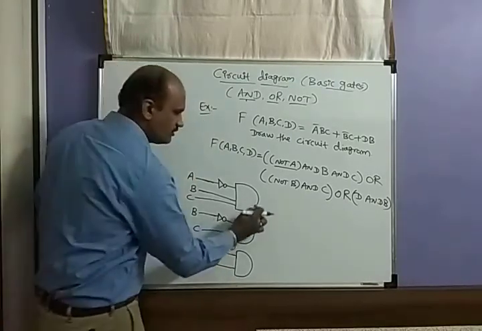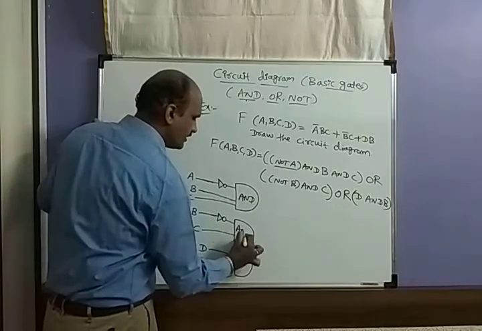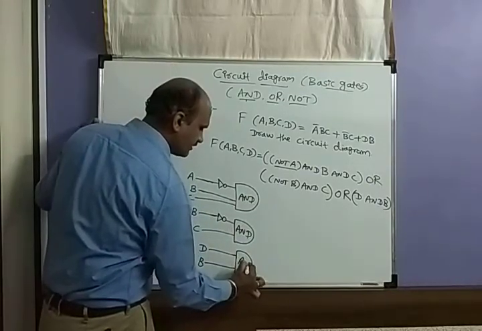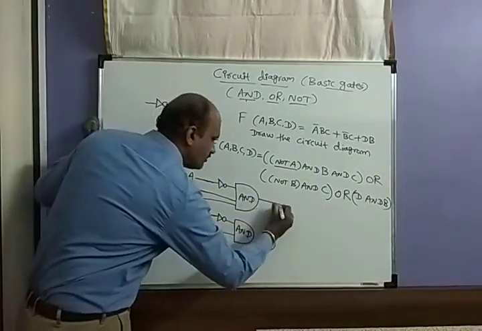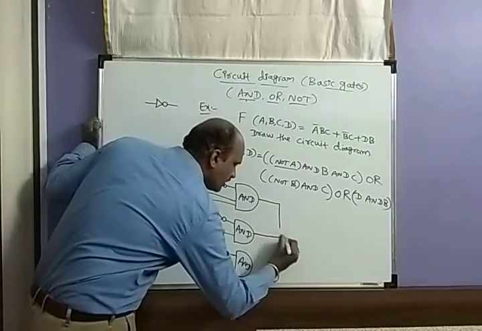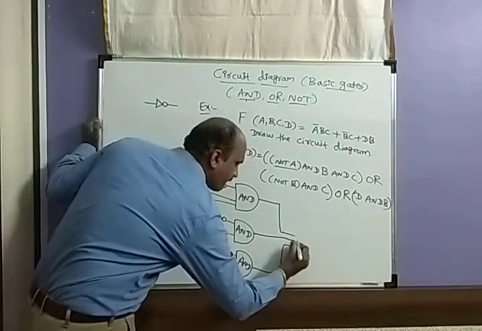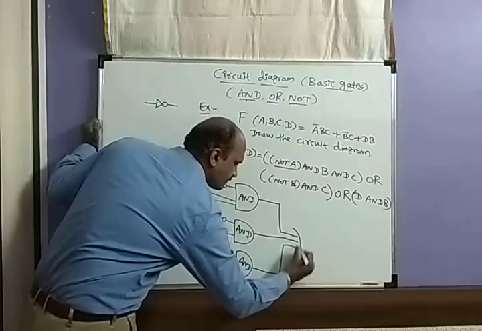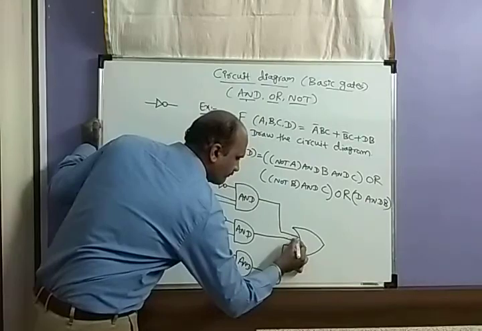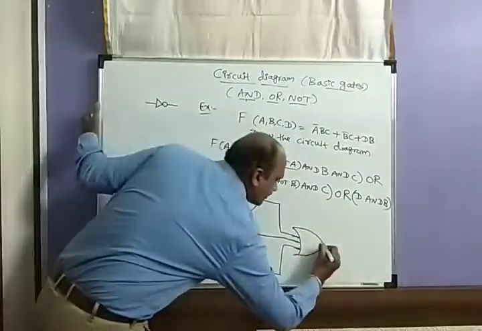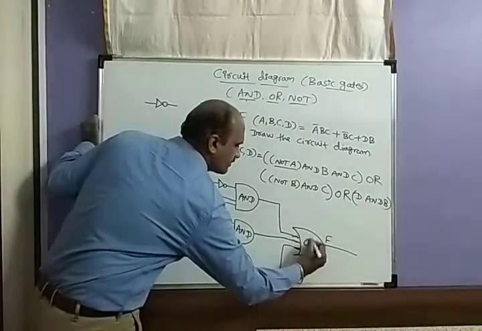Okay, so all these 3 are AND gates. In between are OR gates, so we can directly combine all these 3 into a single OR gate. Single OR gate. So you will get what? The final expression F. So this is the OR gate.